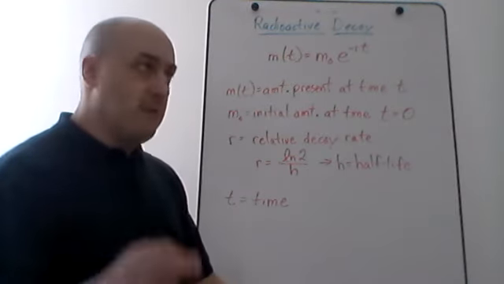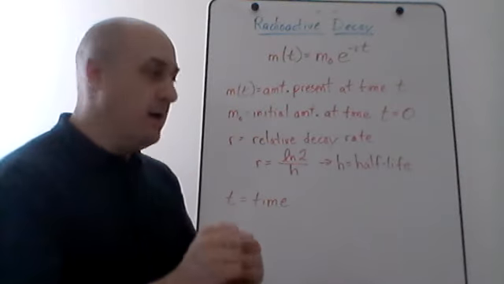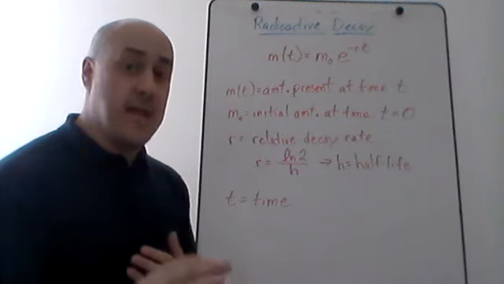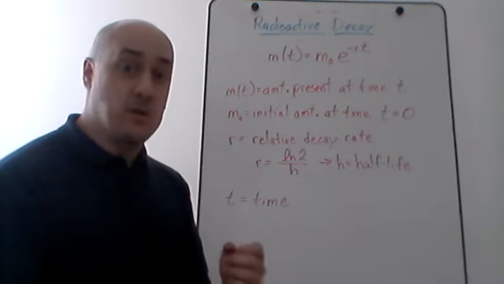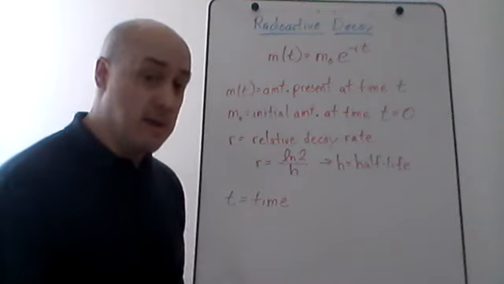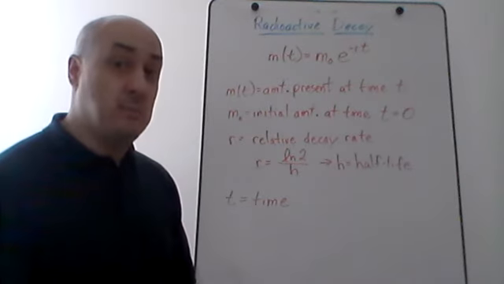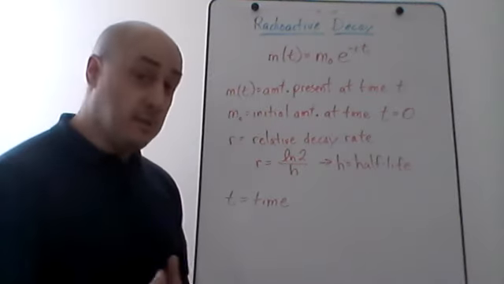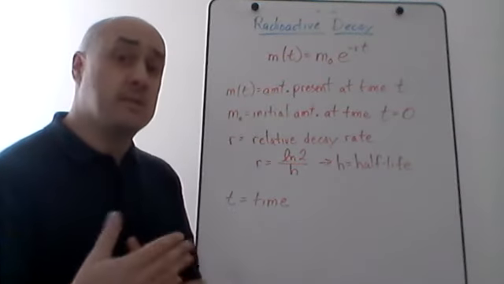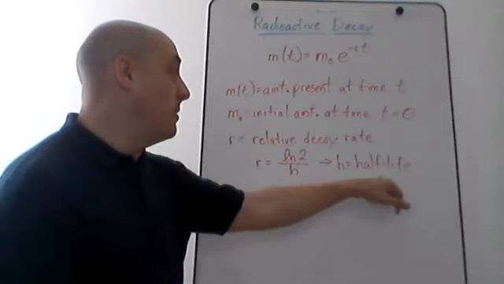So for each atom of this radioactive substance, we have no idea exactly when any single atom is going to get rid of its extra particles and release its radioactivity. We don't know exactly when that's going to happen, but statistically speaking, over a long enough period of time, it happens in a consistent manner, right? And that manner is what we call the half-life.